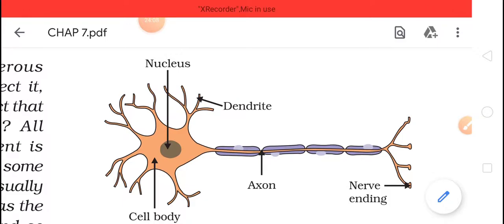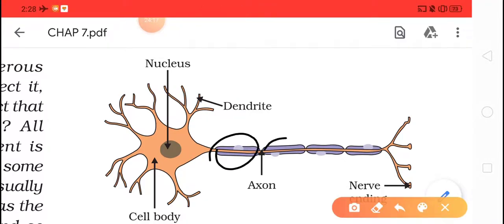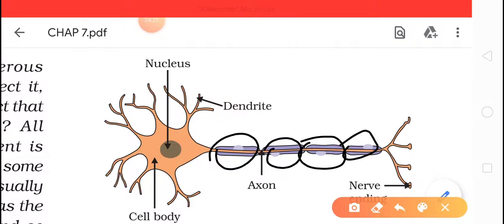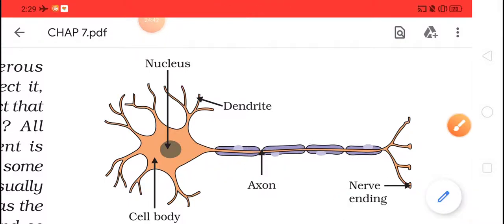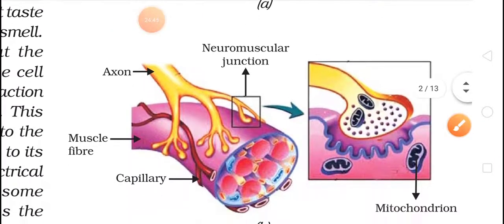Around the axon, you can see a blue patch is given. This is the covering which protects the axon, which is called the myelin sheath. A sheath surrounds the axon, which is called the myelin sheath. So this is a normal structure of your neuron. Now let's see the other diagram which they have shown over here.